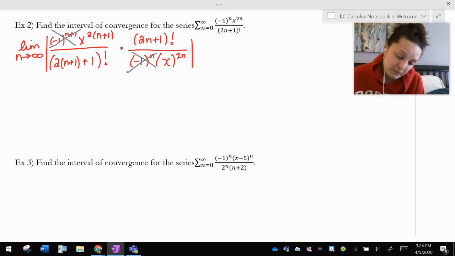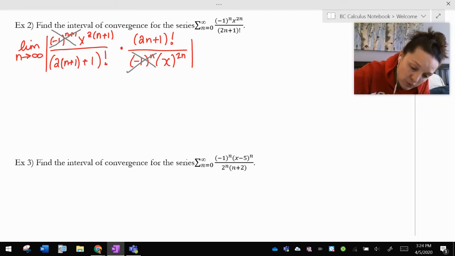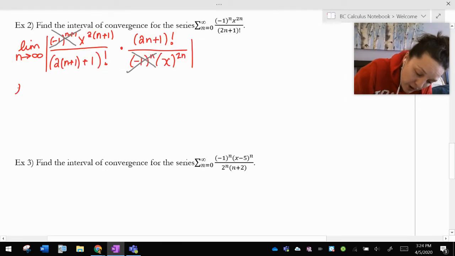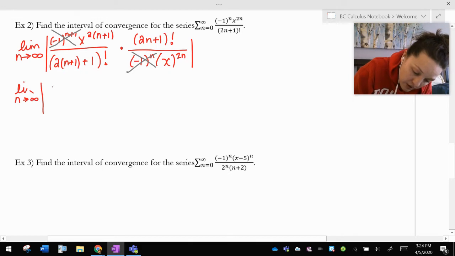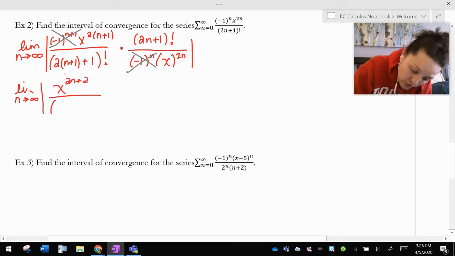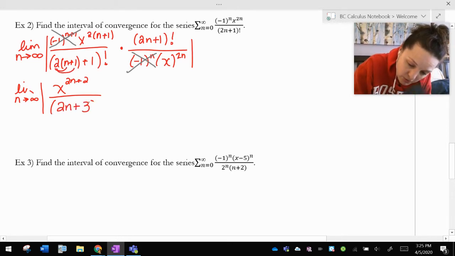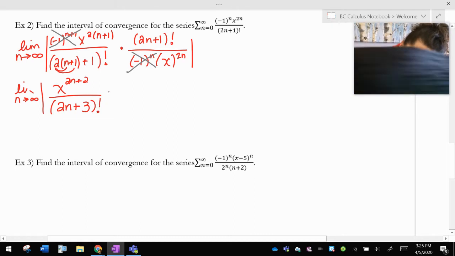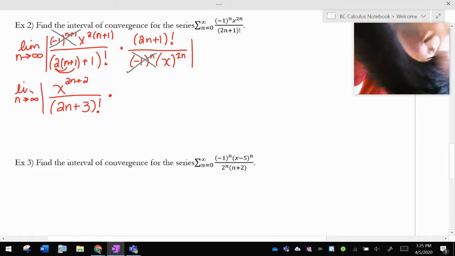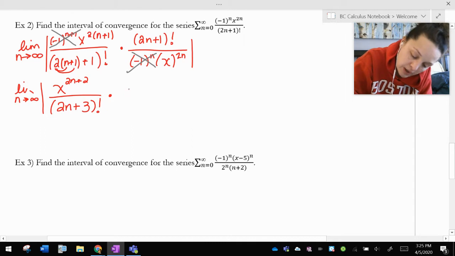All right. Now, for the rest of it, I'm just going to simplify. So I have the limit as n approaches infinity of x to the 2n plus 2 over 2n plus 2 plus 1, which is 2n plus 3. There's another cat. Well, it's the same cat. Get your cat butt out of the film. Thank you. And then over here, I have 2n plus 1 factorial over x to the 2n.